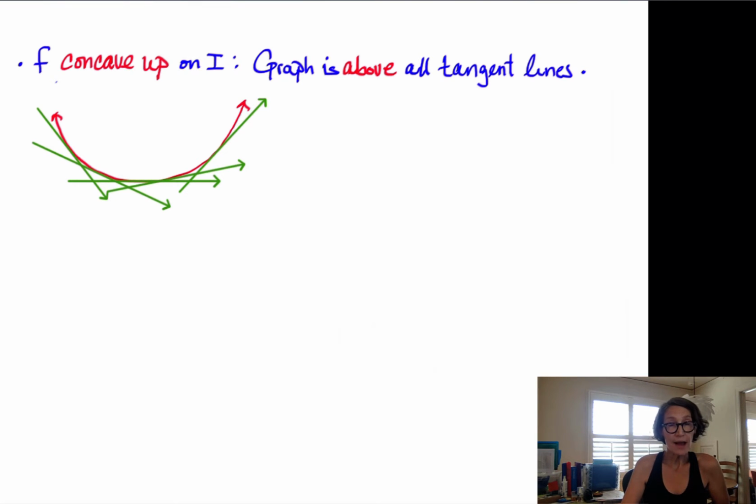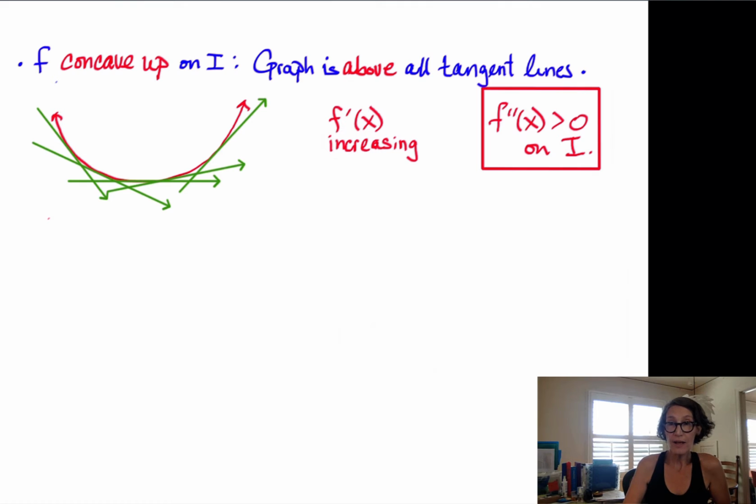We can see that when the graph of a function is above all of its tangent lines, that also means that the slopes of the tangent lines are increasing, or the first derivative is an increasing function of x on that interval. And we know when a function is increasing, its derivative is positive. So this means that the second derivative of f is always positive on that interval.